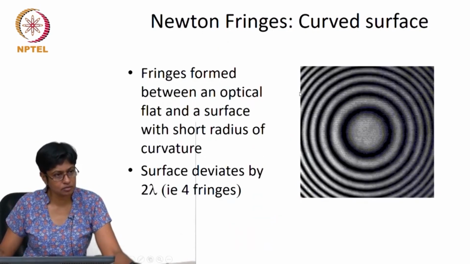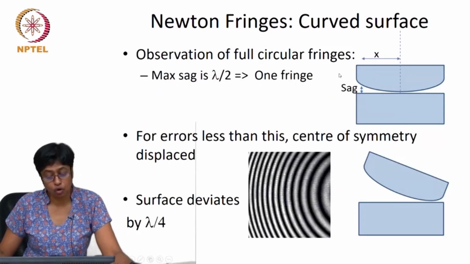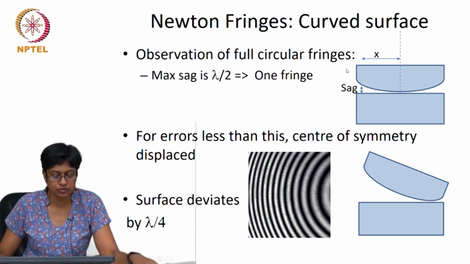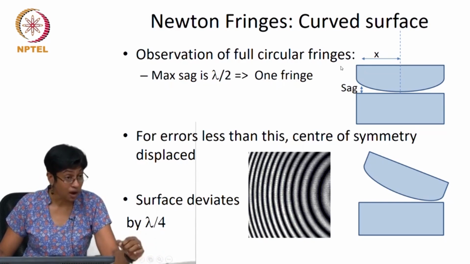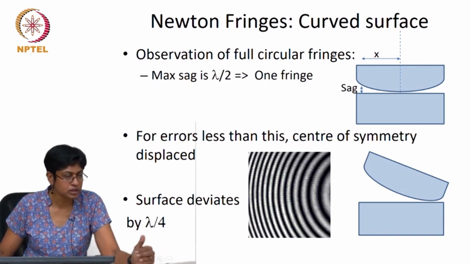So if you had a convex surface, for example, resting on the reference flat, you would get fringes like this. And you could not only check the nature, the shape of that surface, but you could also quantify how much is the curvature by counting the number of fringes. And if you had a very low curvature, so that you didn't have a full fringe, you could tilt the device so that you create more fringes and use that to help you quantify the curvature.